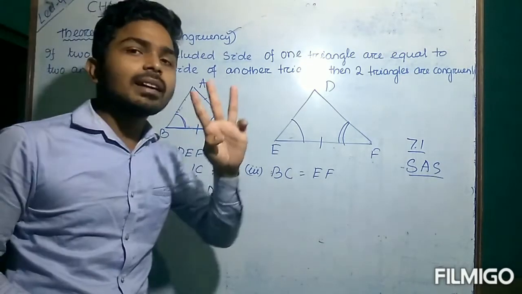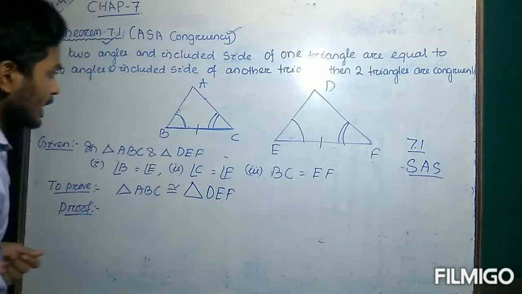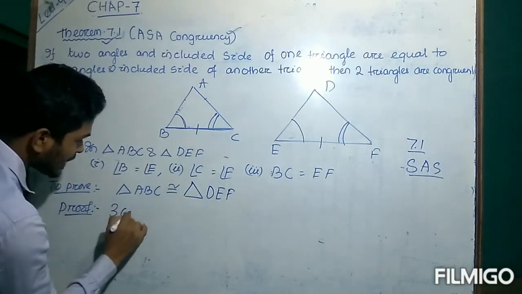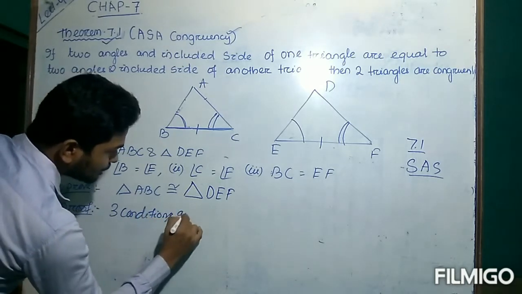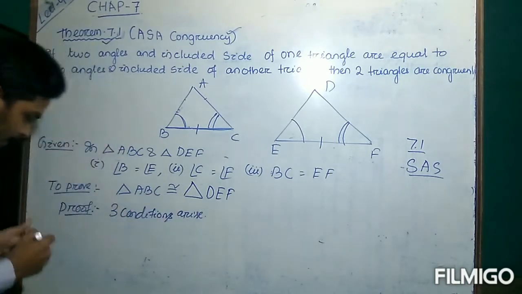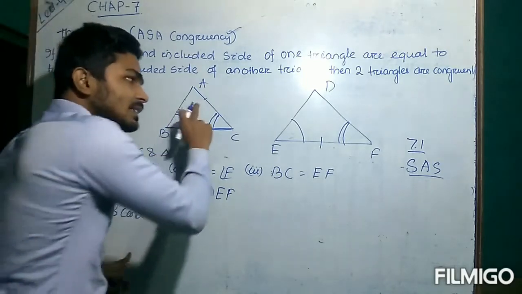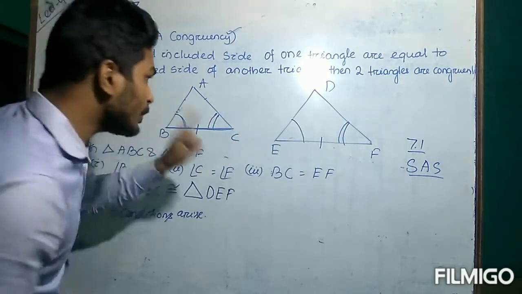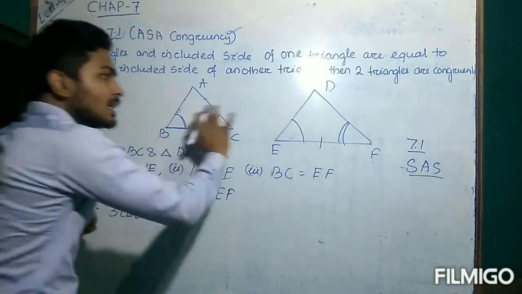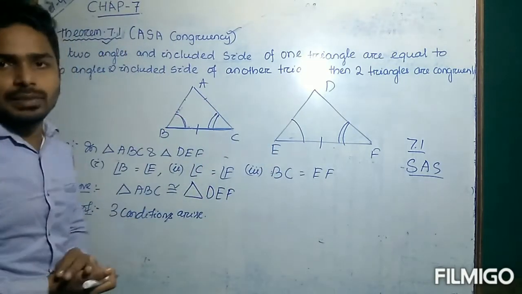Here three conditions arise. What are the three conditions? Let us know. It is not given that this triangle is congruent to this triangle. We need to prove it. First of all, you have to keep in mind this thing.